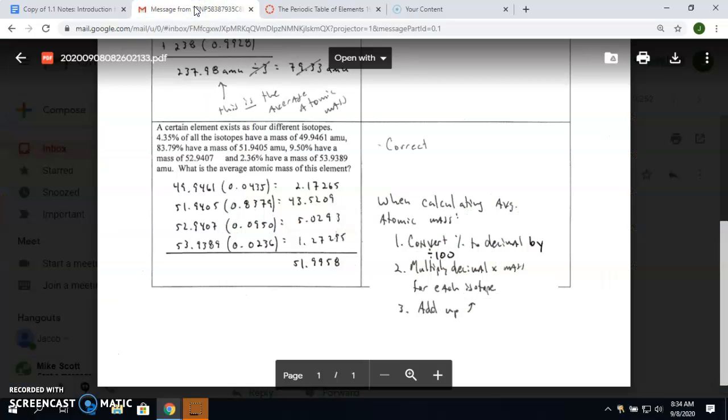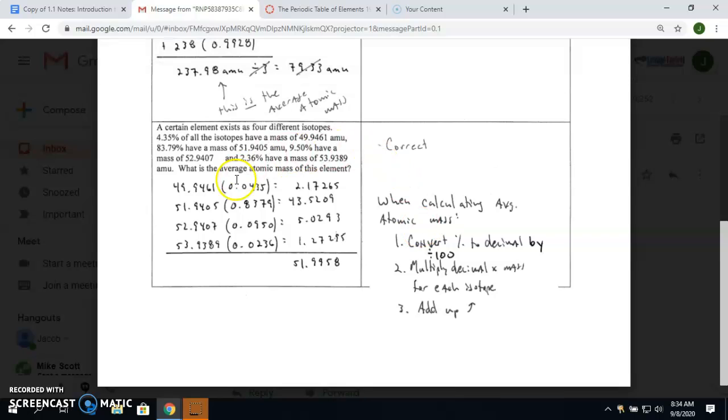Now, this isn't a sheet that you guys have. This is a sheet that I've used in previous years, and we're just going to adapt it so that we can practice this calculation. So if you take a look down here on the bottom, this is the proper way to do the calculation for average atomic mass.